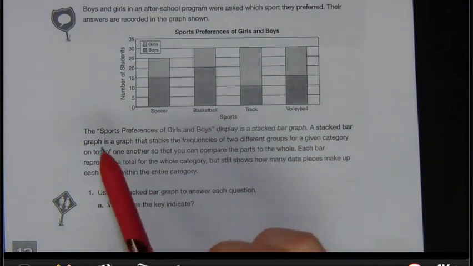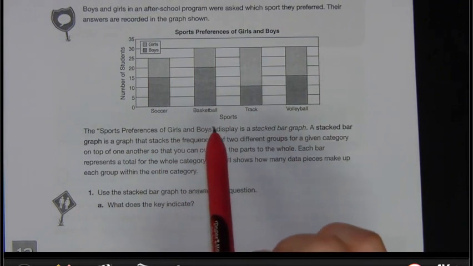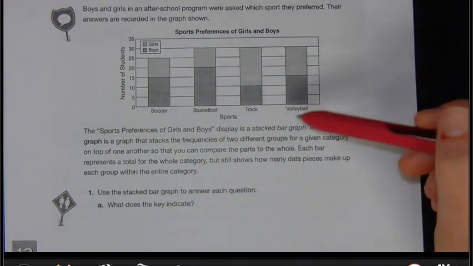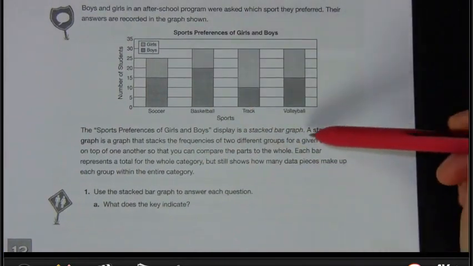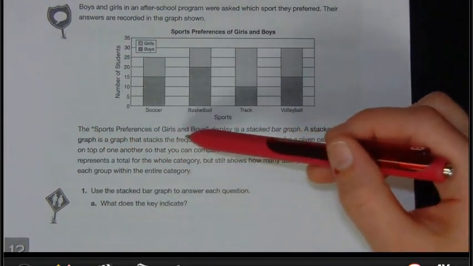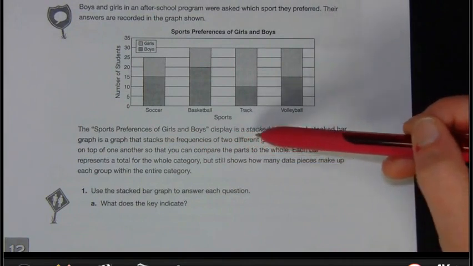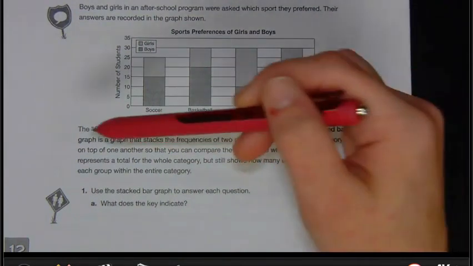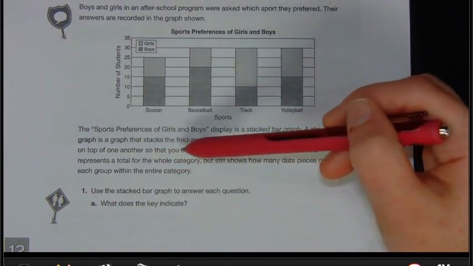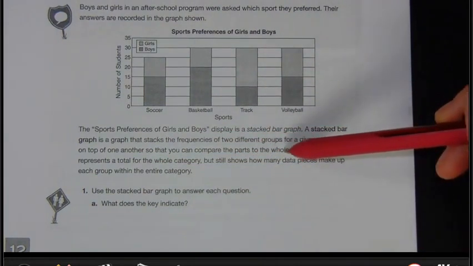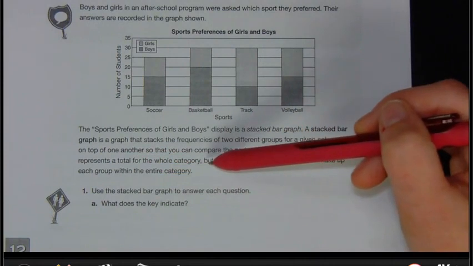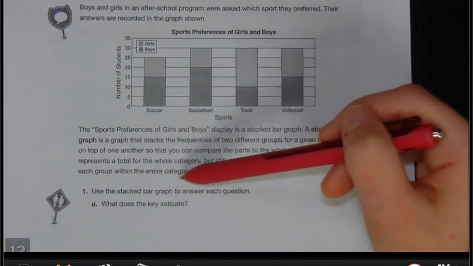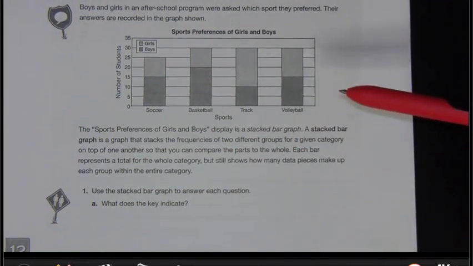Okay. The sports preference of girls and boys displays in a stacked bar graph. Okay, that's this bar graph here. A stacked bar graph is a graph that stacks the frequencies of two different groups for a given category on top of one another so that you can compare the parts to the whole. Each bar represents a total of the whole category, but still shows how many data pieces make up each group within the category or the entire category.